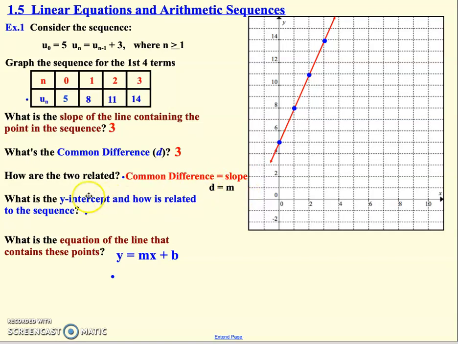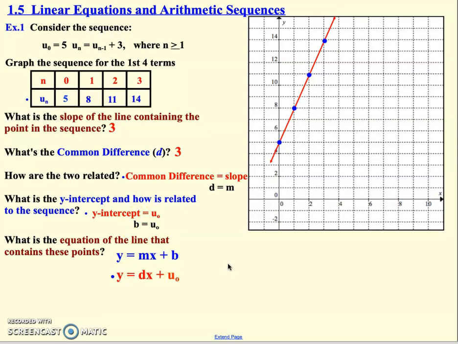Now also there's the idea of the y-intercept and how it's related to the sequence. Well, it's the starter term, right? I start at a sub 0 and that's 5, so (0, 5) we consider to be the y-intercept also. So a sub 0 and the y-intercept are the same thing. So symbol-wise, b from mx plus b is our y-intercept. That's the same thing as a sub 0.